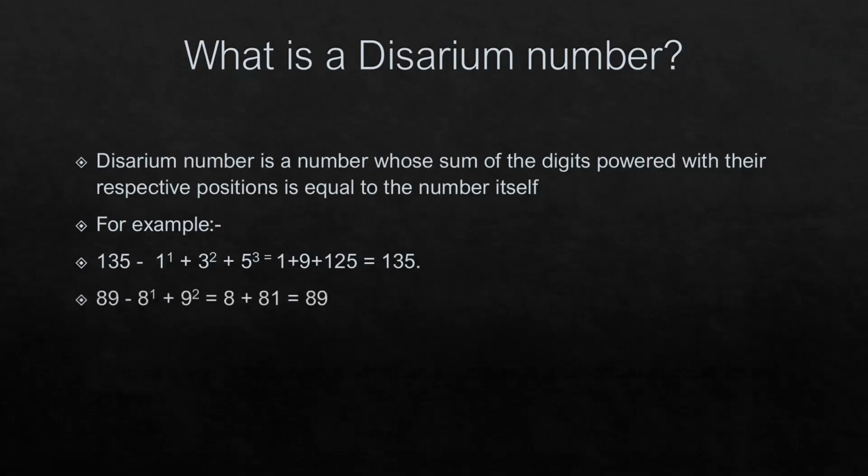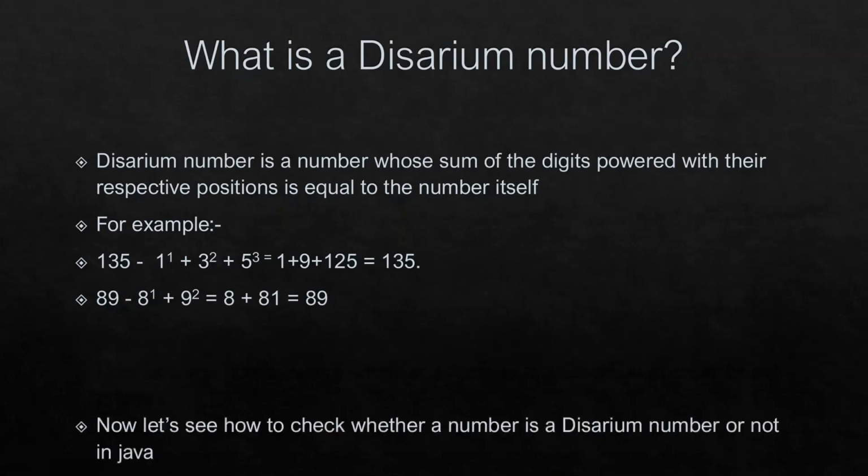Now let's see another example, 89. In 89, 8 is the first digit and 9 is the second digit. So after summing it, we will get 8 plus 81, which equals 89, the number itself.